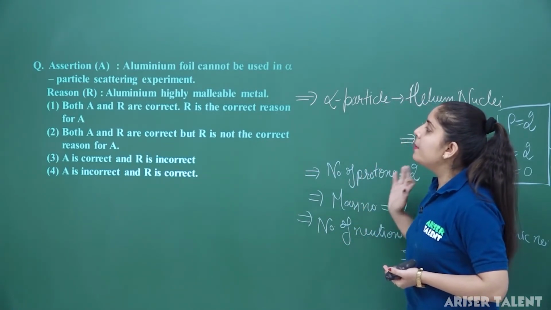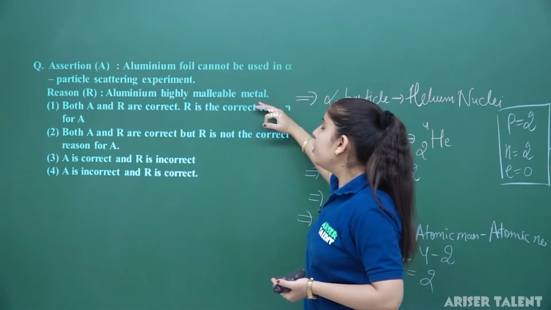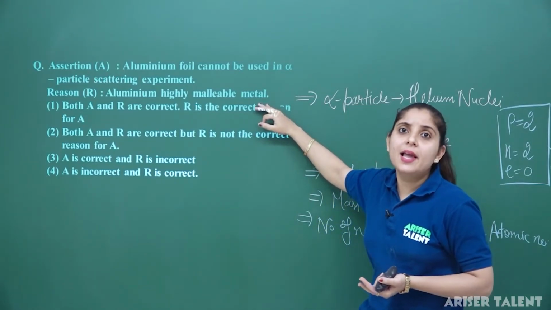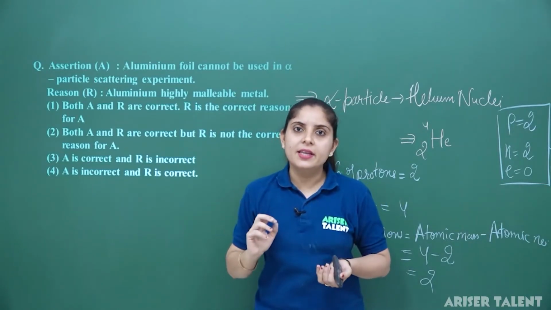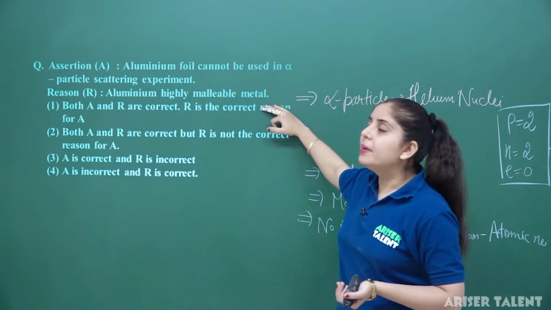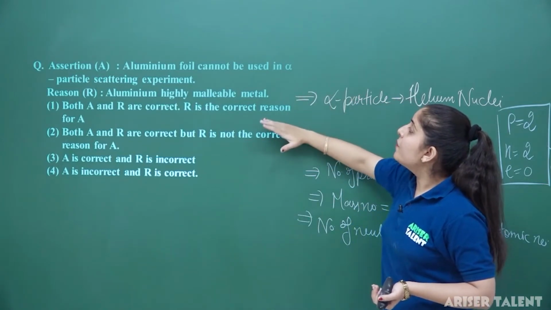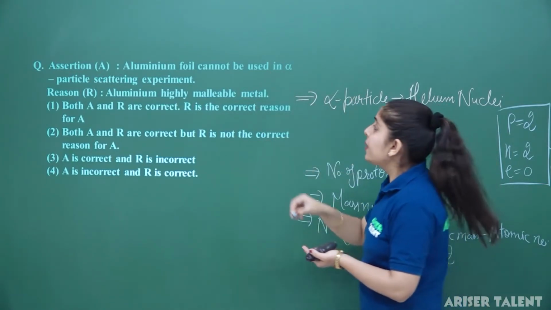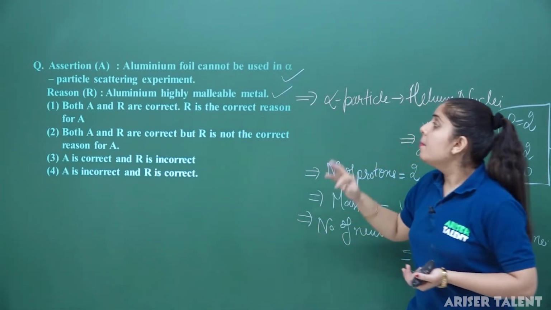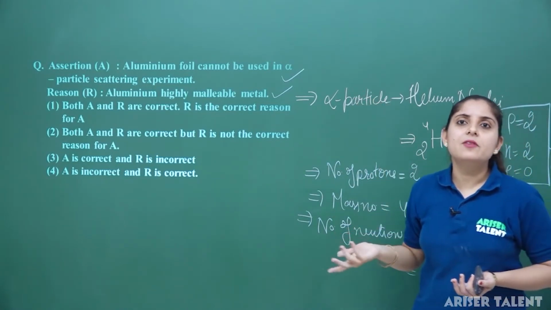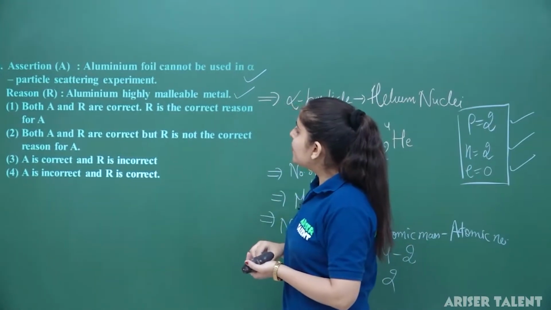Aluminium is a highly malleable metal. So this statement is again true because it is highly malleable, that's why it is used for making aluminium foils. Malleability is the property of an element in which it can be converted into very thin sheets. So this is the property, that is malleability, aluminium has. So I can say that both the statements are correct here. But this reason is not a correct reason for this assertion because malleability does not have any link with the alpha scattering experiment. So let us check the options here.